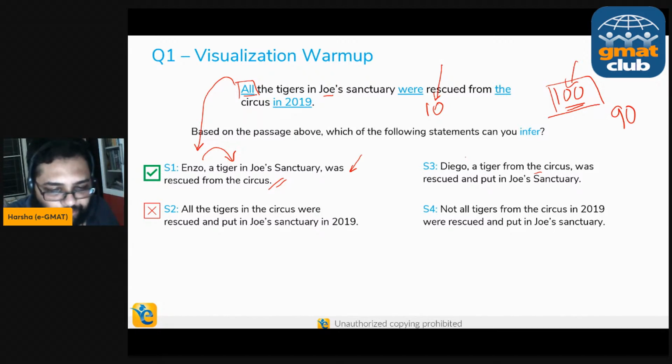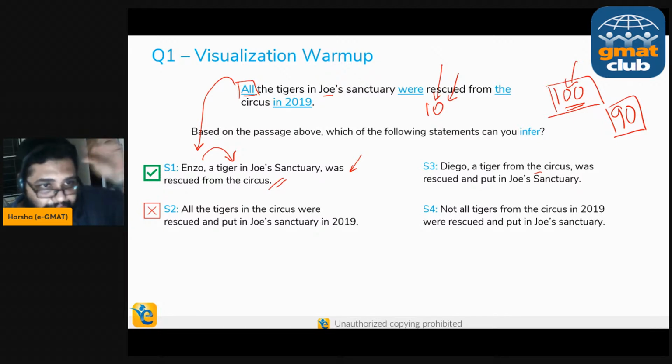End of the day, you know that Diego is a tiger from the circus. So for all you know, Diego is one of these 90 tigers which did not get rescued and put in Joe's sanctuary. Diego could be from this 10, but you cannot be sure. You have no idea whether Diego was a tiger who got rescued or a tiger in the circus in 2019 which never got rescued. So statement 3 is not a valid inference.